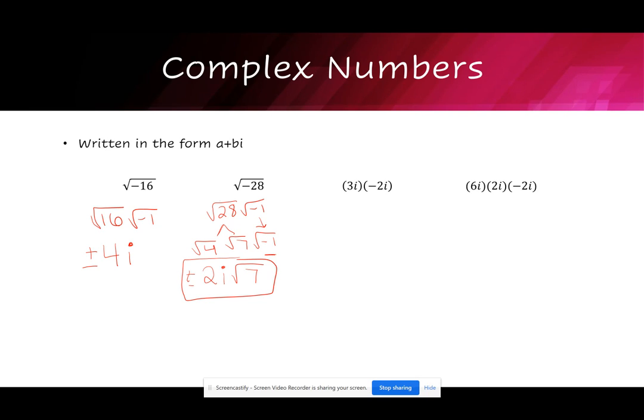Now, multiplying imaginary numbers, you multiply your coefficients and you add your exponents, just like if it were an x. 3 times -2 is -6, i squared. Well, we know that i squared equals -1. So now we have -6 times -1. This gives you +6.